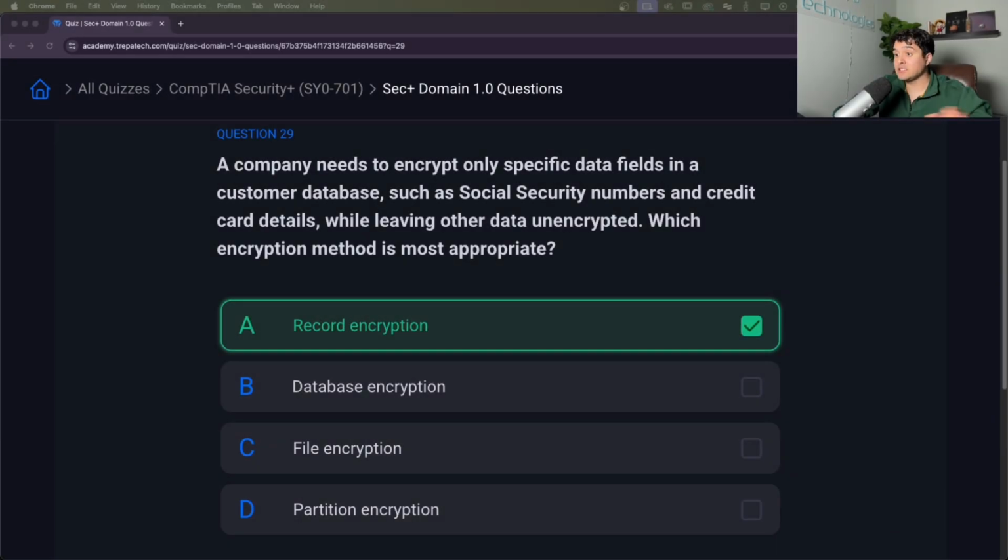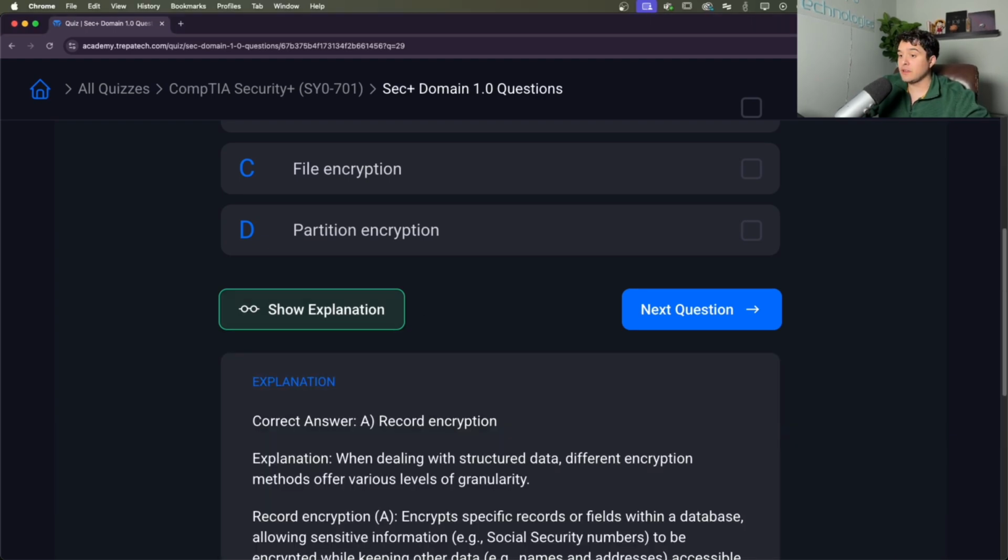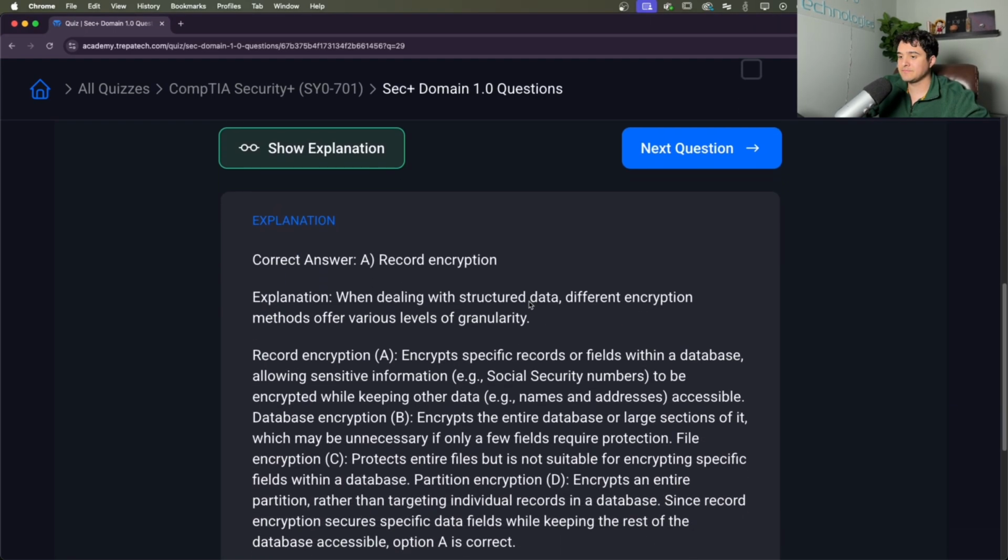Question 29, and yes, it's already answered. I had a little mess up in the recording, so we're just going to go over a couple questions that have already been answered. Question 29: a company needs to encrypt only specific data fields in a customer database, such as social security numbers and credit card details, while leaving other data unencrypted. Which encryption method is the most appropriate? So records in a database need to be encrypted while others are left alone. So that's going to be record encryption. Pause the video if you'd like to read the explanation.